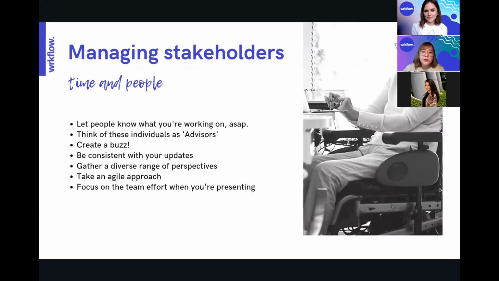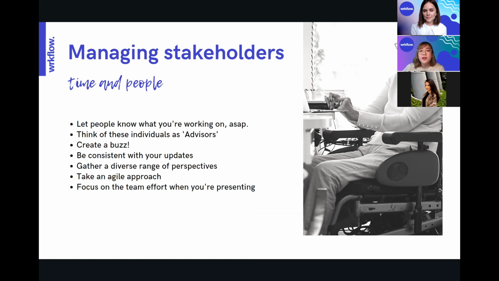And moving on to managing stakeholders. So after we know who to involve, that brings us to our next topic of managing the stakeholders. So these are some points we'd like to highlight. So firstly, let people know what you're working on ASAP, as mentioned earlier, prevent any surprises and think of them as your advisors.